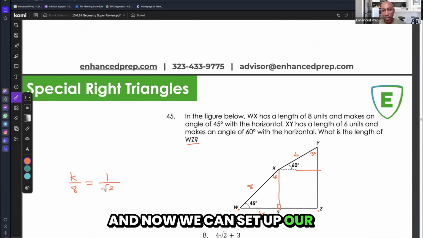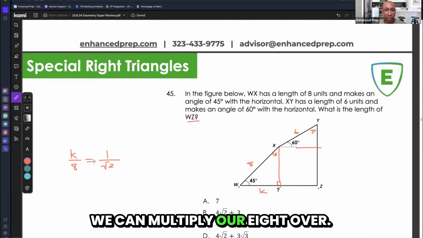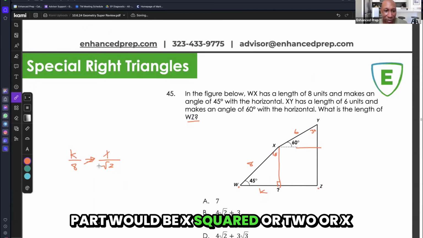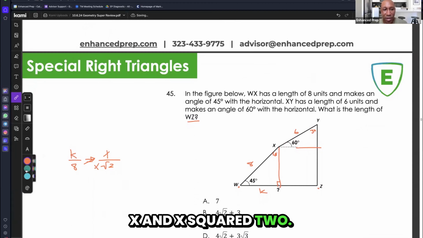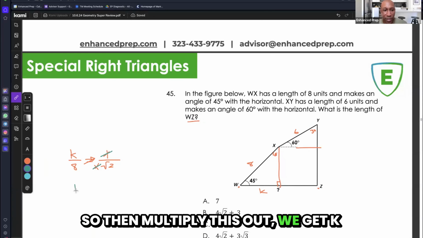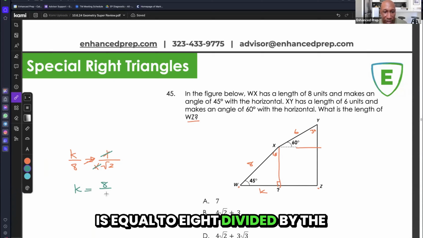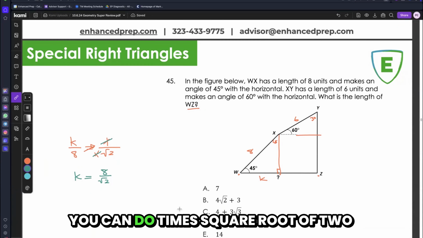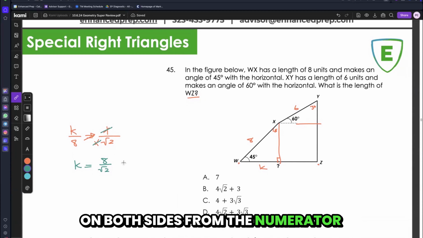And now we can set up our relationship. If we wanted to use the actual values, we could say that this top part would be x square root of 2 and x and x square root of 2. But we see that those would basically cancel out, right? So then if we multiply this out, we get k is equal to 8 divided by the square root of 2. And then do you know how to rationalize the denominator? You can do times square root of 2 on both numerator and denominator, right?